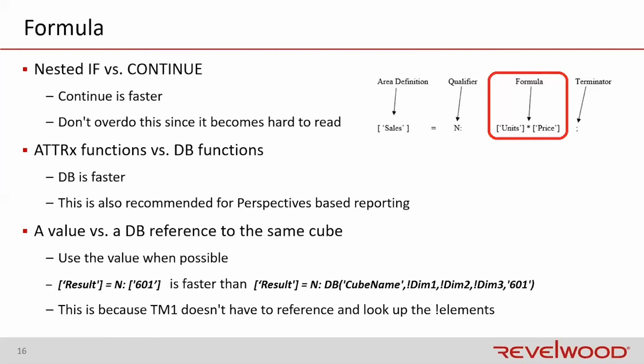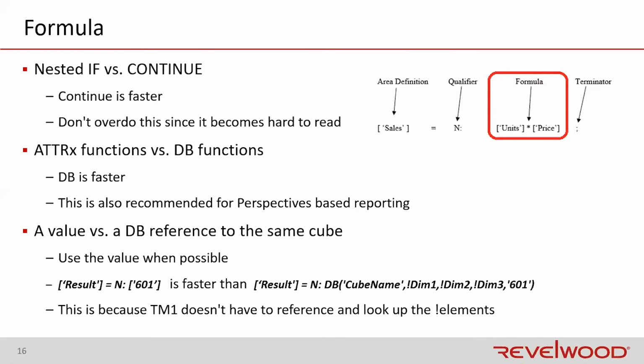Another thing that I see a lot: inside rules, there are 2 different ways to pull an attribute. Approach number 1, I can use one of the ATTR functions, ATTRS, ATTRN, things like that. Or I can create a DB function associated with one of those control cubes that we talked about before. One of those control cubes is called }ElementAttributes_. Every one of the dimensions will have a cube called }ElementAttributes_ followed by the dimension name. Doing a DB pull instead of the ATTR pull will make your system go faster. So whenever possible, try to do that as a DB pull.